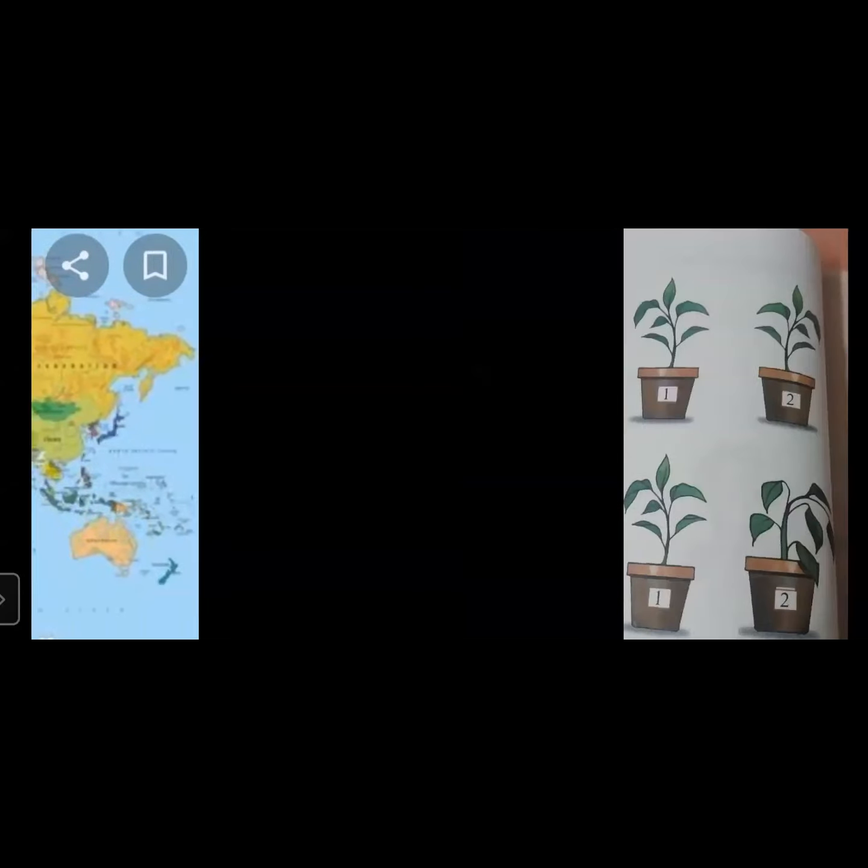Now, let us see one experiment here. Children, you can try this. Take two potted plants. You can see you have taken them and numbered them, right? Label them as 1 and 2. Every morning for the next 5 days, water only plant 1. You can see in the second picture, you are only watering plant number 1, right? Do not water plant number 2, not even one drop of water.